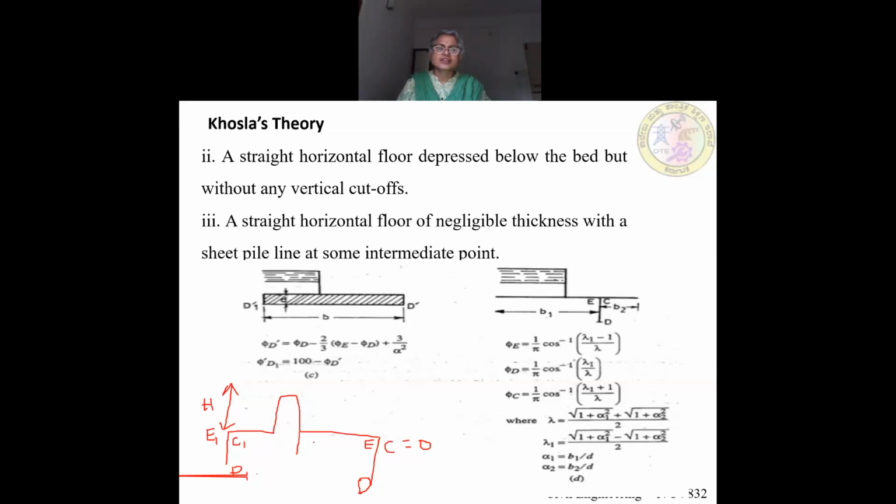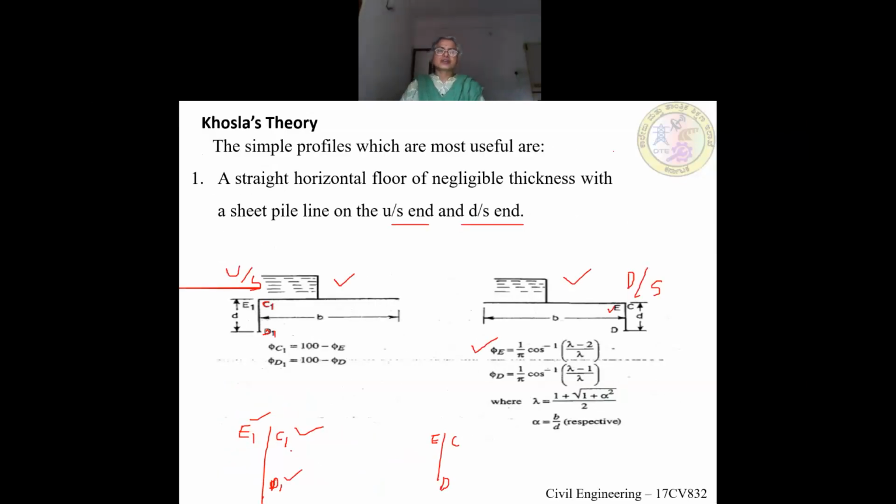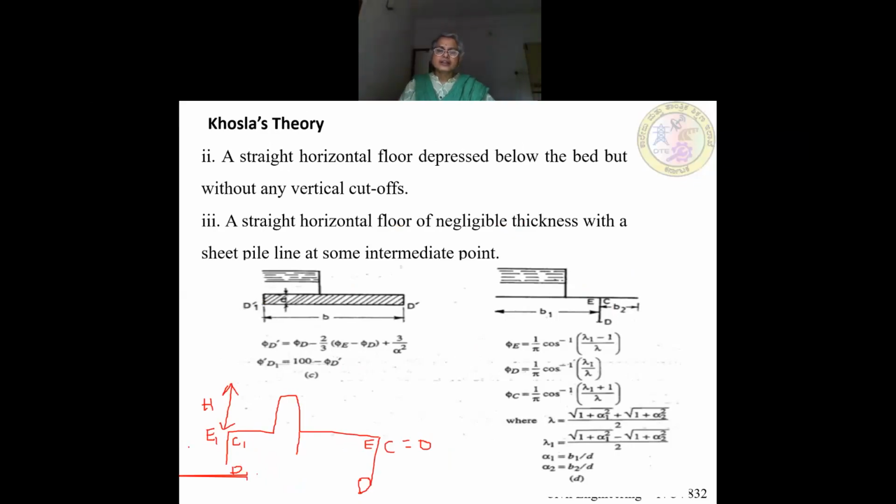So phi C1 is equal to 100 minus phi E1. Phi D1 is 100 minus phi D. That is here: phi C1 is 100 minus phi E, phi D1 is 100 minus phi D. And so you will get for these two piles the pressures, and then for the intermediate pile we are going to take it separately.